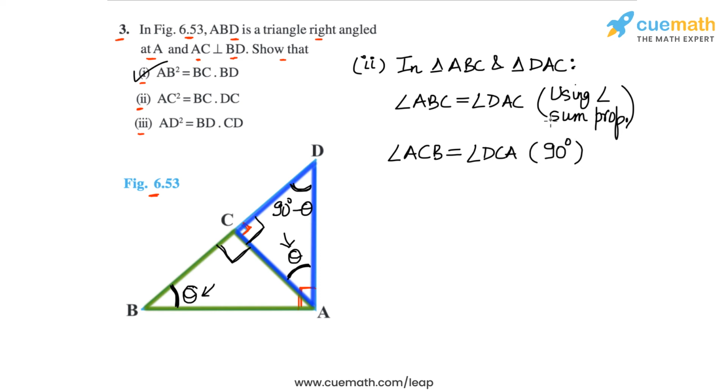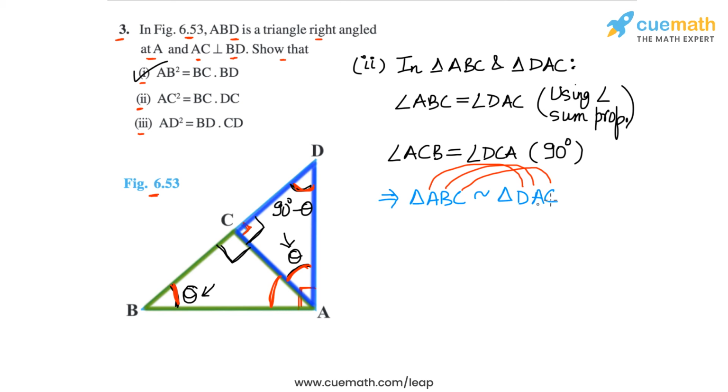So both of these are 90 degrees. So this means that triangle ABC will be similar to triangle DAC. And once again, make sure that this order of vertices you write is correct. A in the first triangle corresponds to D in the second triangle, because this angle here is equal to this angle at D. Then B corresponds to A because this angle at B is equal to this angle at A. And then C corresponds to C because the angle at C in both triangles is 90.